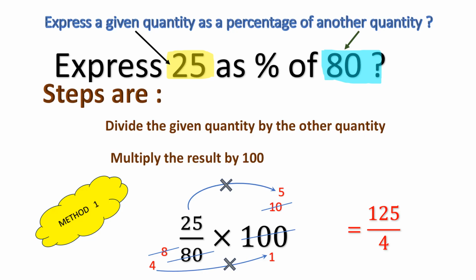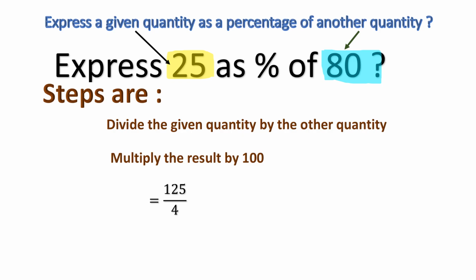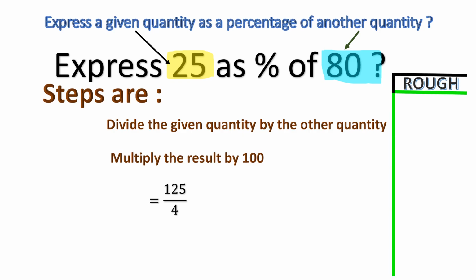But this is a fraction. Let's convert this fraction into decimal. That's the most convenient way of expressing a percentage. So how will you convert this? Let's just simply divide. Let us do the rough work. 125 by 4, our dividend is 125. 4 is our divisor. 4 times 3 is 12. 12 minus 12 is 0.